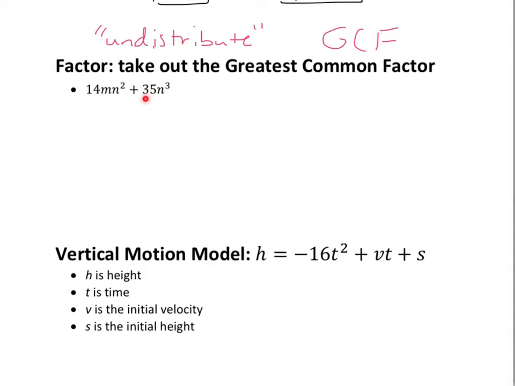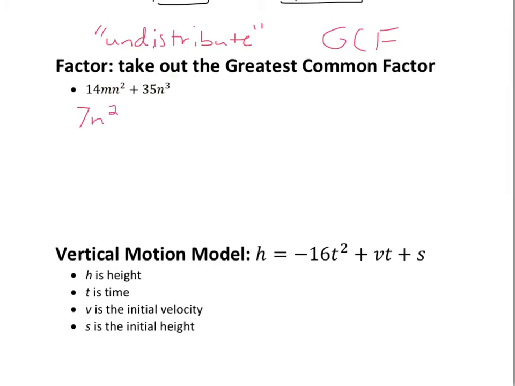So let's start with the numbers. What's the biggest number that's a part of both 14 and 35? Think about it for a second. You should come up with 7. So we're going to take a 7 out because it's common to both of them. Then we're going to do the same with the variables. Take out the biggest one that's common to both of them. There's an m in the first one, but there's not an m in the second one, so we can't take an m out. For n's, we've got an n squared and an n cubed. Since both of them have two n's, we could take an n squared out.